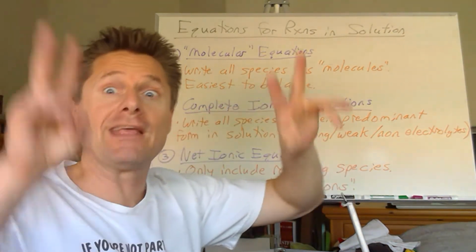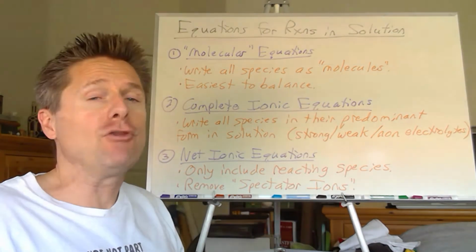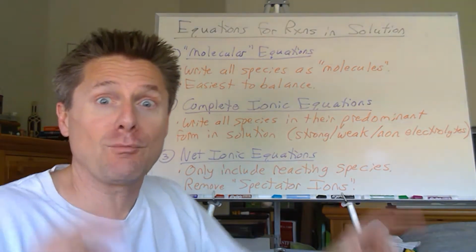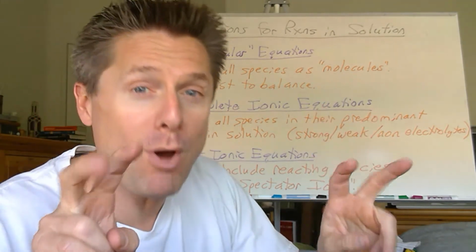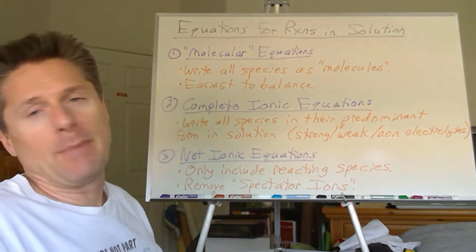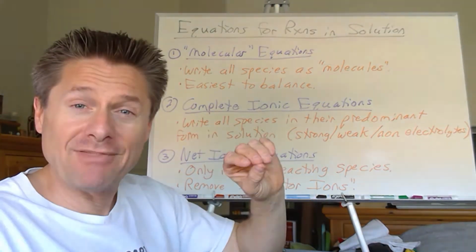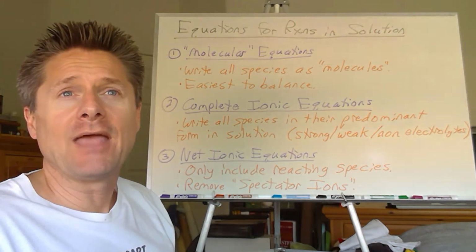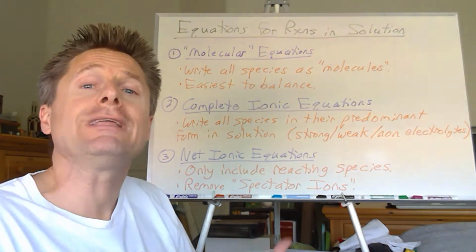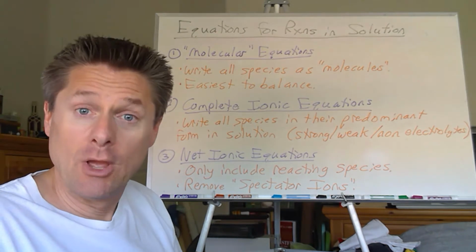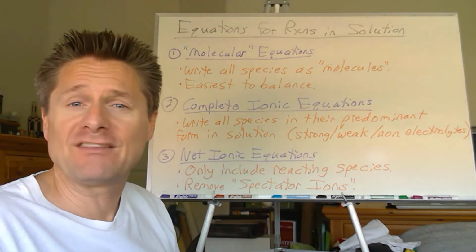So all species are written as molecules, even though ionic compounds aren't molecules. We're going to treat them as molecules. Easiest to balance. Once we have that, then we can advance it and write everything as they truly exist in solution. What is the predominant form of that species in solution?